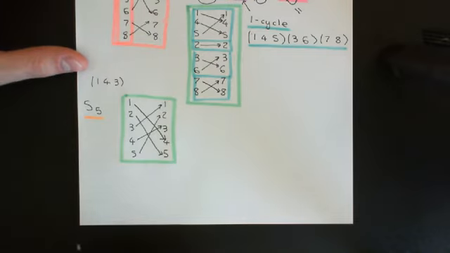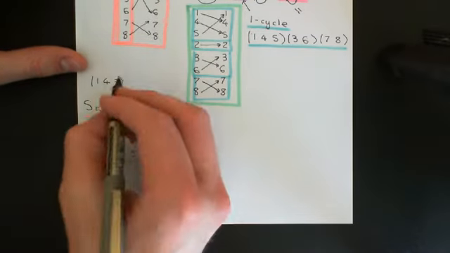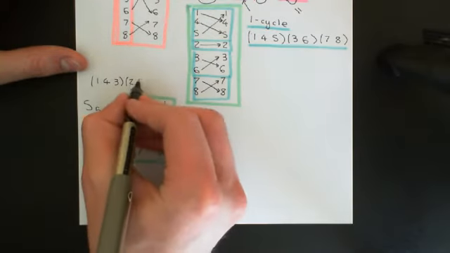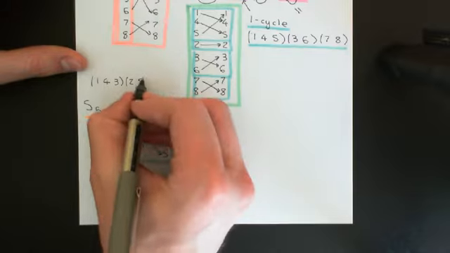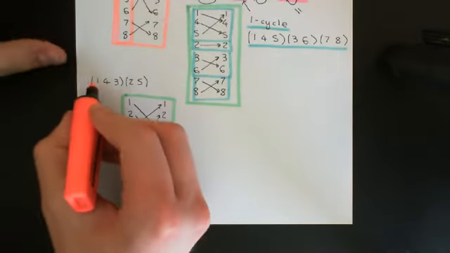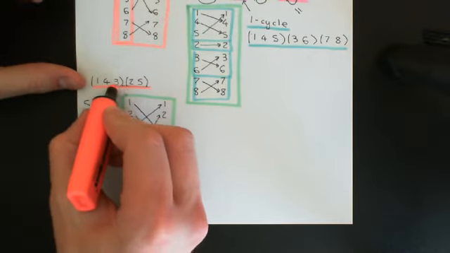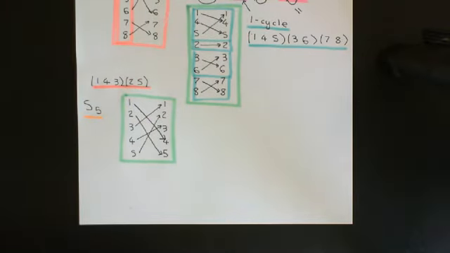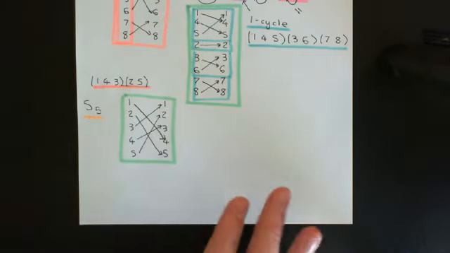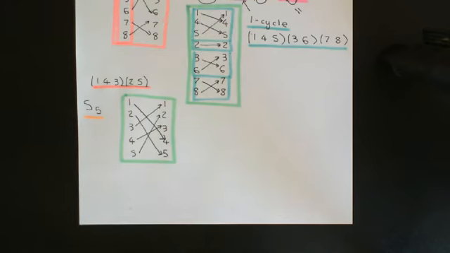Then the next smallest number in the set that isn't already in a cycle is of course 2 here, and 2 is going to be sent to 5, so I'll put 5 there, and then 5 is sent to 2. And now we've got all of the elements of the set of 5 elements in cycles, so here is the cycle decomposition of this element of S5. Okay, and clearly this doesn't have any 1 cycles, but if we did have any 1 cycles, we'd have to get rid of them.